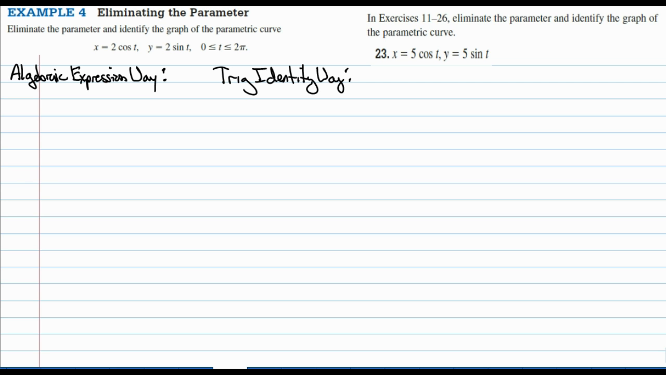I'm pretty sure at the end there will be a favorite, because one of them requires tons of work and the other one doesn't. But the reason why I want to show you the algebraic expression way is because it brings back some stuff you did in chapter 4, and I think it's very important also because you're going to be using those algebraic expressions in calculus. So here we go, the algebraic expression way.